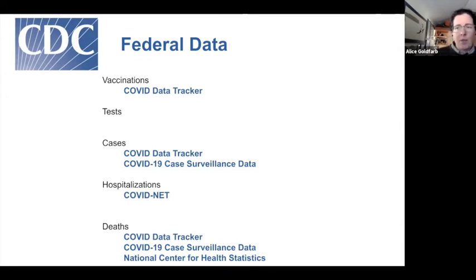Hospitalization data, the COVIDnet data, is this sampling of hospitals that serve 10% of the US population in 14 selected states. So it's not at all representative, but is the only available hospitalization data that includes race and ethnicity data. And then information about deaths is available everywhere that information about cases is, with the addition of the NCHS, the National Center for Health Statistics information. Next slide, please.